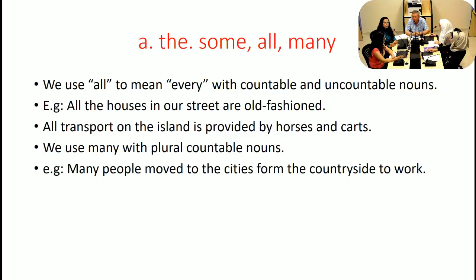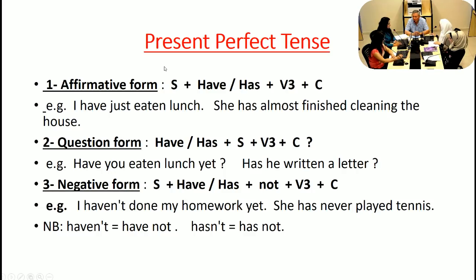We use many with plural countable nouns. Example, many people move to the cities from the countryside to work. Much is used with uncountable nouns. And students may find a question in the exam where they need to choose between too much and too many. So they need to focus on the noun, whether it is countable or uncountable. Countable, too many. Uncountable, too much.